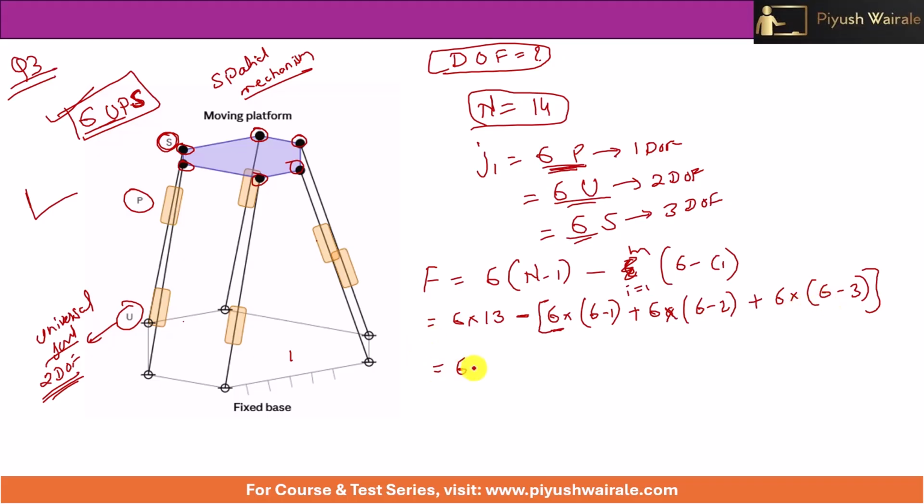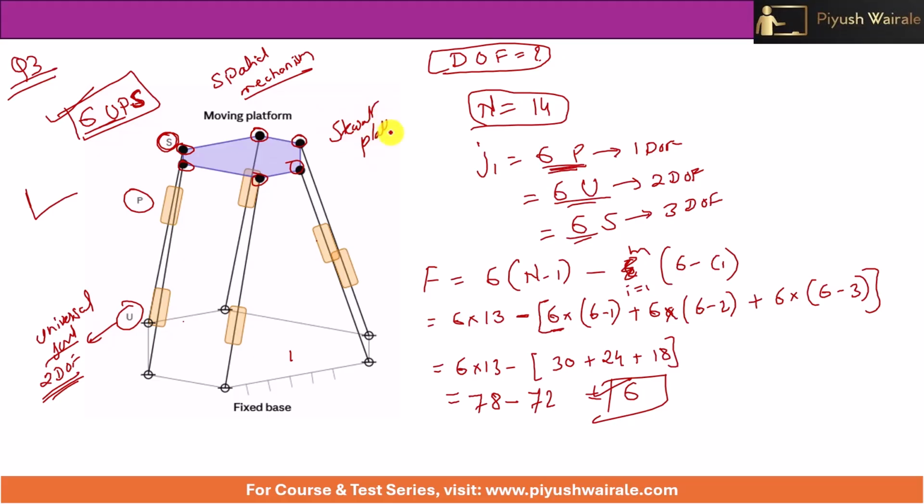So you can see 6 into 13, and this will be what? 6 5s are 30, plus 6 4s are 24, plus 6 3s are 18. So you can do the calculation now. 6 13s are 78, and here we got 30 plus 24 plus 18, that is basically 72. So the result is 6 degrees of freedom. So this is the example of a stable platform here having 6 degrees of freedom, 6 UPS.